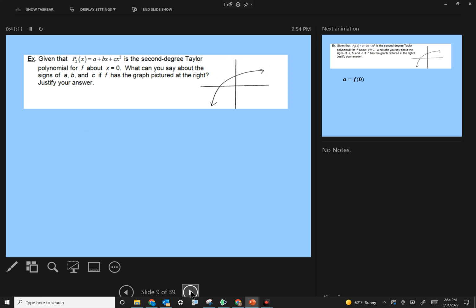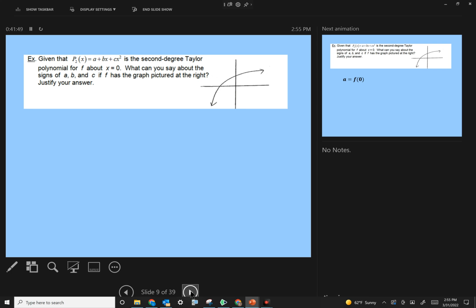Here's a good one. Channel your inner algebra 2. You ready? Okay. Given that the second degree polynomial is a plus bx plus cx squared. So we don't know what a, b, and c are, but it's just this second degree polynomial. We good? It's the second degree Taylor polynomial for f about x equals 0. What can you say about the signs of a, b, and c if this is the graph of f? So would a, b, and c be positive or negative if this is the graph of f?